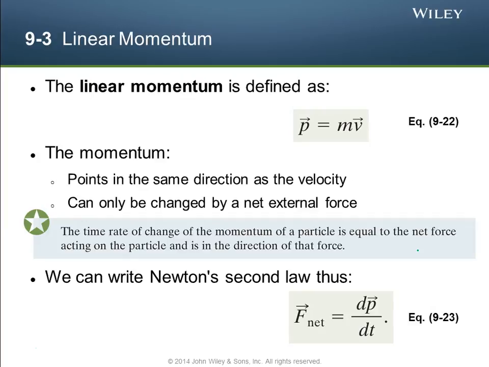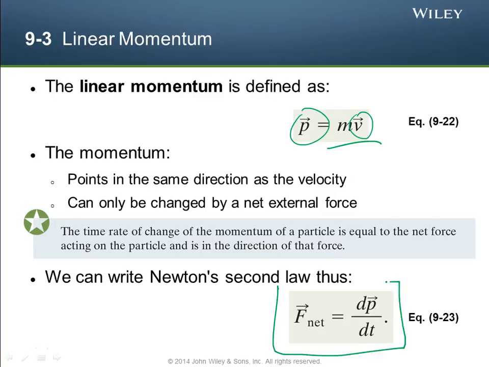Now let's move into linear momentum. We know momentum is defined as the mass times velocity, but once again, momentum is a vector because velocity is a vector, so the direction here matters. Now, the time rate of change of the momentum of a particle is equal to the net force acting on the particle, and it's in the direction of that force.